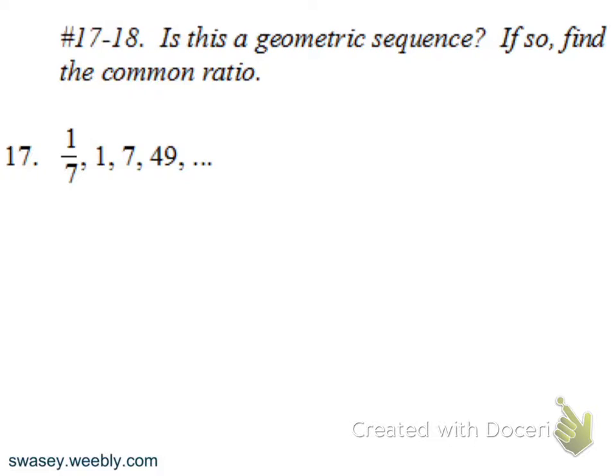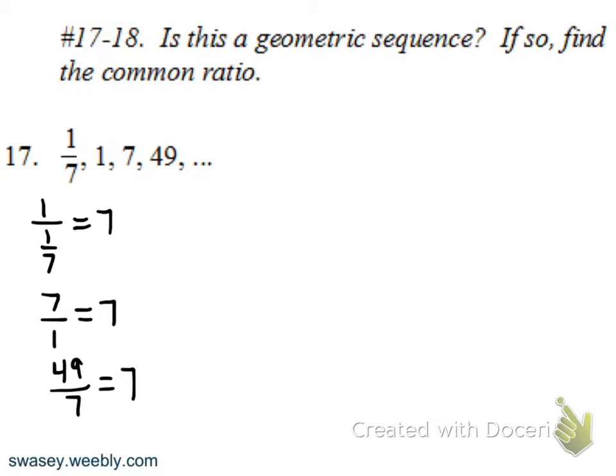17 and 18, you're trying to decide if it's a geometric sequence, and if it is, we'll write the common ratio. So do 1 divided by 1/7, you get 7. Do 7 divided by 1, you get 7. Do 49 divided by 7, you get 7. So that means, yes, this is a geometric sequence. Common ratio is 7.